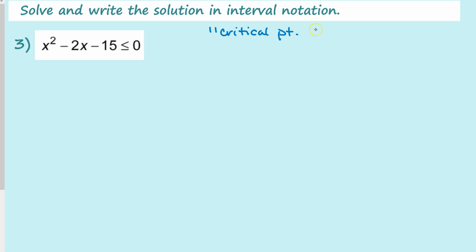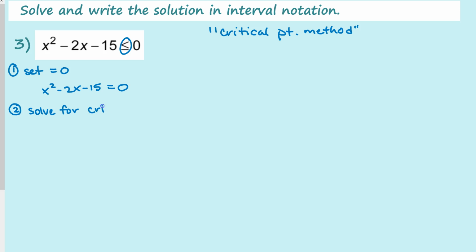The first thing we do before figuring out if the inequality is less than or equal to 0, or in some other problems, greater than or equal to 0, the first thing we do is just see where it equals 0. So step number 1, set it equal to 0. So we have x squared minus 2x minus 15 equals 0. If you can factor it, solve for what we call the critical points, or the critical numbers.